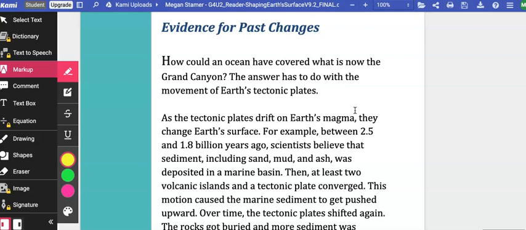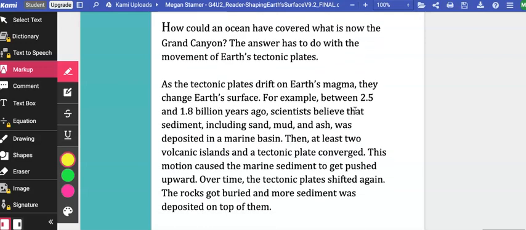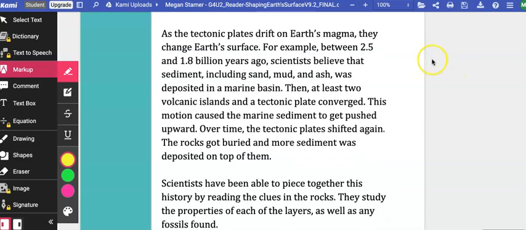Evidence for past changes. How could an ocean have covered what is now the Grand Canyon? The answer has to do with the movement of Earth's tectonic plates. As the tectonic plates drift on Earth's magma, they change Earth's surface. For example, between 2.5 and 1.8 billion years ago, scientists believe that sediment, including sand, mud, and ash, was deposited in a marine basin. Then, at least two volcanic islands and a tectonic plate converged. This motion caused the marine sediment to get pushed upward.